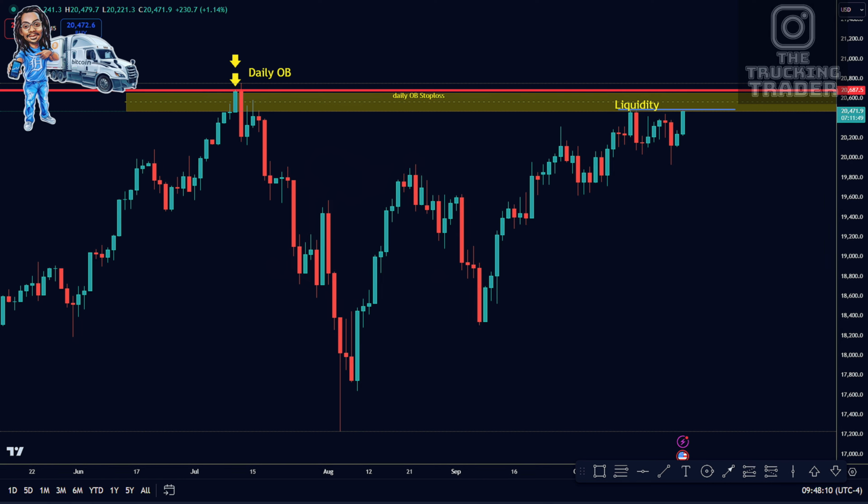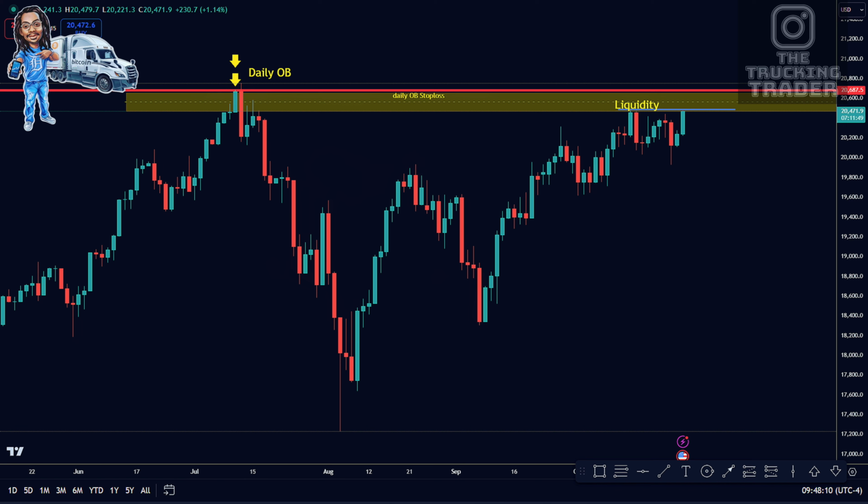Because there's two things that move the market, right? And if you're a new trader, I want you to write this down. I want you to put it in your notes on your phone. This is one of the most important concepts for you to remember. There's two things that move the market: liquidity and imbalances, right? Imbalances meaning fair value gaps. PD arrays also move the market, like order blocks, fair value gaps, things like that. So liquidity, or imbalances, or PD arrays like order blocks.